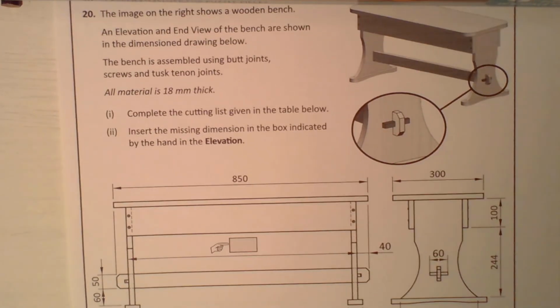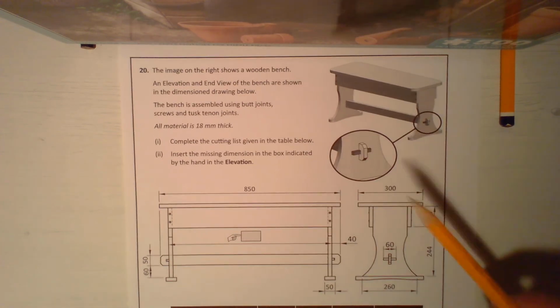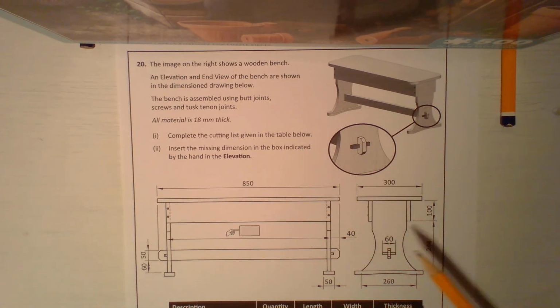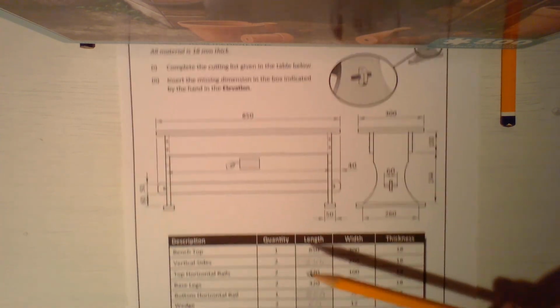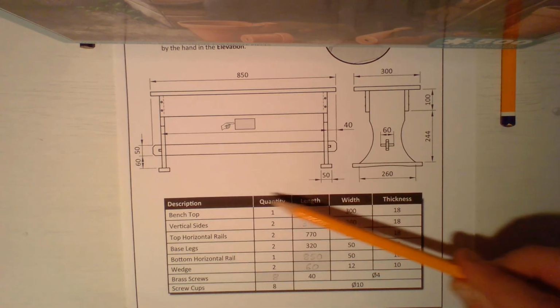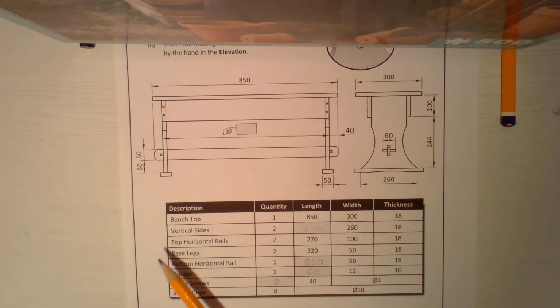Right, question 20. Okay, so here we have the working drawings of a table. So you have your elevation and your end view. What we now need to do is look here at our cutting list for all the different parts. So we need to identify the vertical sides. We're missing a length here, in this grey shaded box. So there's two sides, which is the quantity.